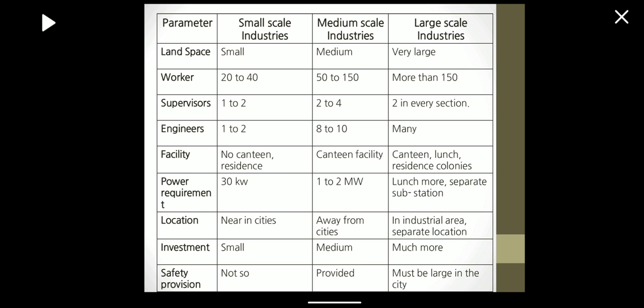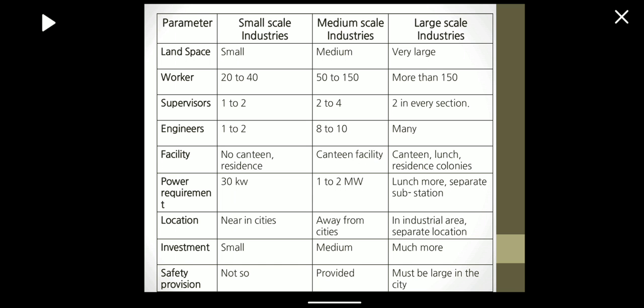Now comparison of the different industries: small scale, medium scale and large scale. So land space for small scale industries is small, for medium scale it is medium, and for large scale it is large. Then workers required for small scale industries are 20 to 40. For medium scale industries 50 to 150, and for large scale industries more than 150 workers are required.